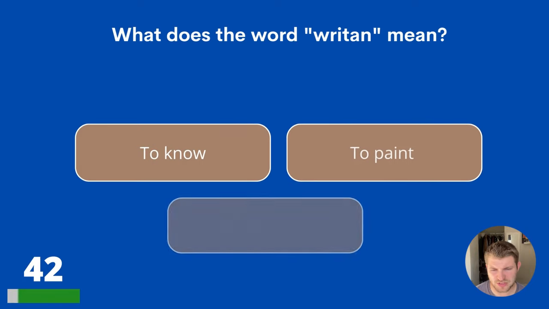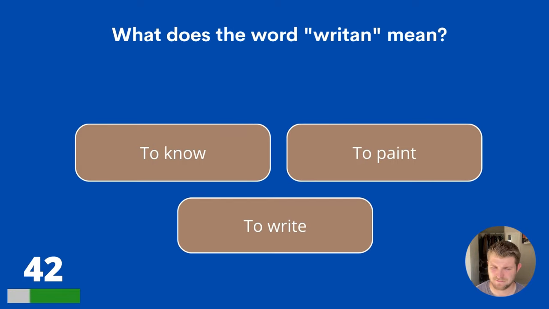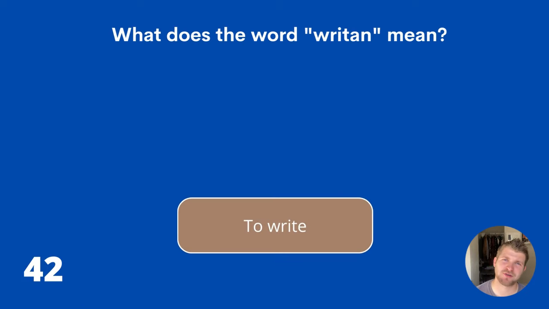42. What does the word written mean? To know, to paint, or to write? The answer is to write.